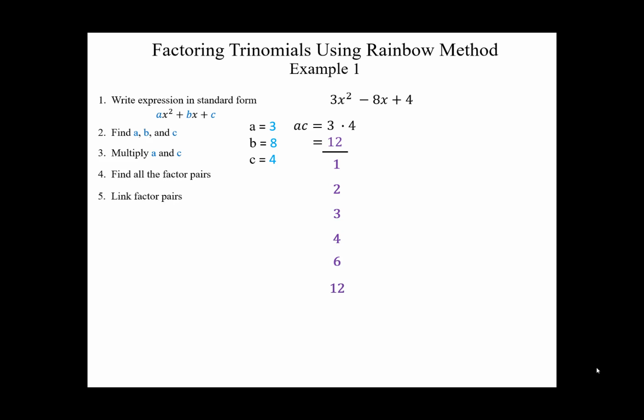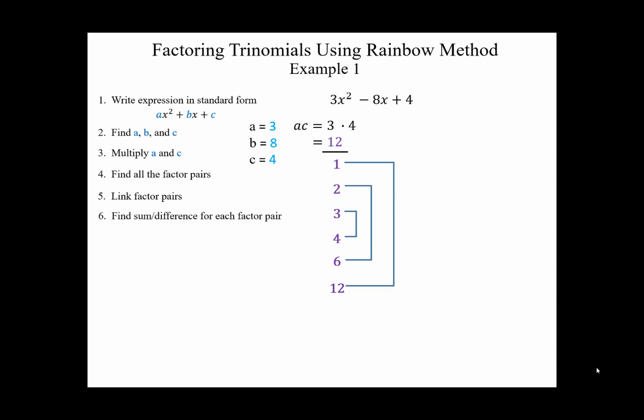Our next step is to link these factor pairs. So we're going to start with 3 and 4. It's linked together to get 12. We link the 2 and the 6. 2 times 6 gives us the 12. And 1 times 12 gives us the 12.